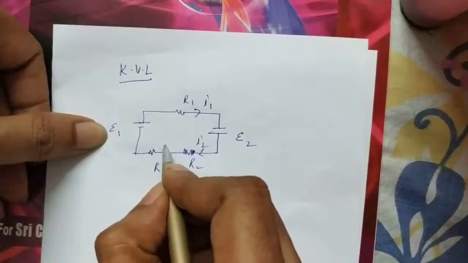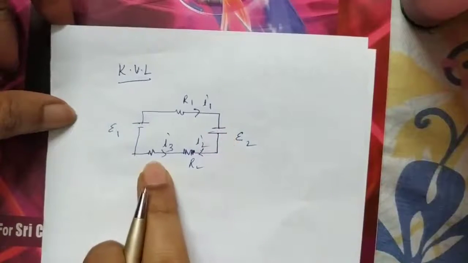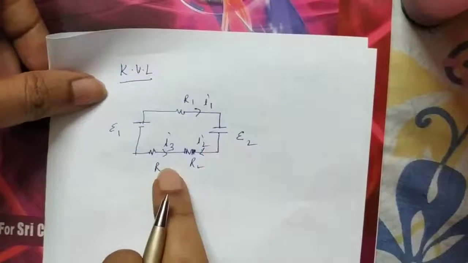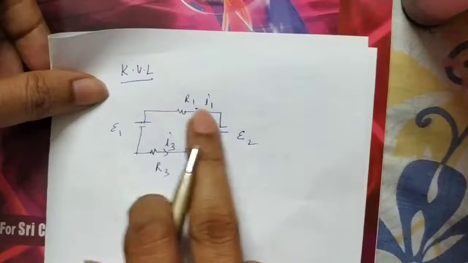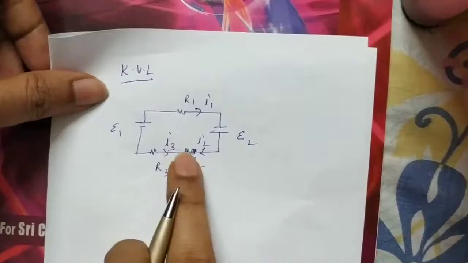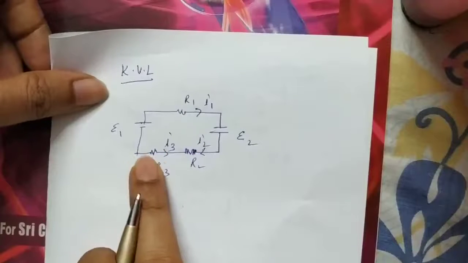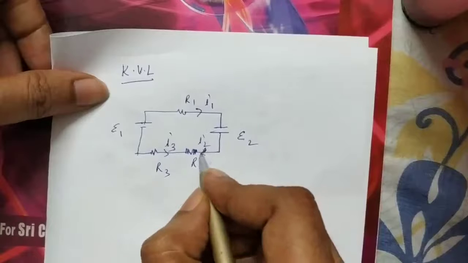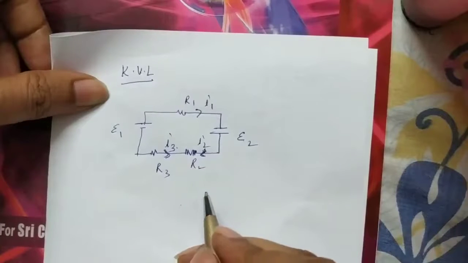Here the current is I3. Actually, in a single loop, only one current is flowing. But to explain this KVL, I took different currents and different directions. Actually, the same current is flowing throughout the loop. With only one loop, you get a single current, so that is the same everywhere. I only took it like this purposely. Here current goes like this: I3, here I2, here I1.